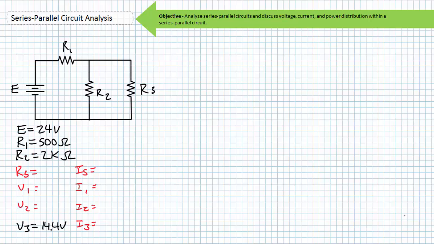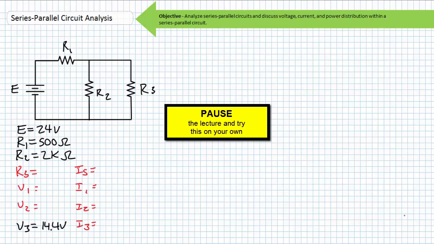Only your thorough knowledge of basic series and basic parallel properties can guide you to the correct solution for such situations lacking complete information. Here we're presented with a series parallel circuit in which the source is known to be 24 volts, and we're observing a 14.4 volt drop across the unknown resistor R3. R1 and R2 are known to be respectively 500 ohms and 2 kilo ohms. Pause the lecture and take your best shot at solving for the desired unknowns.